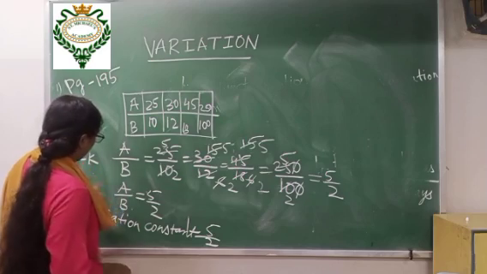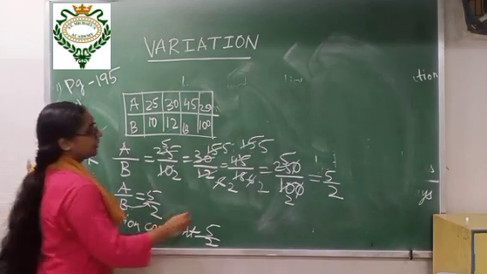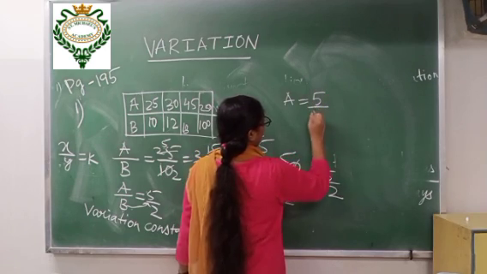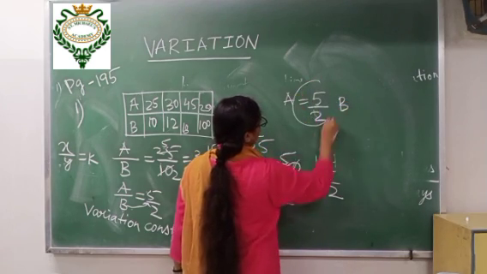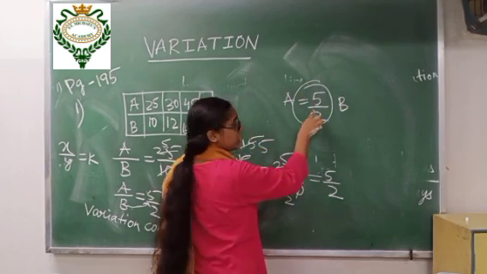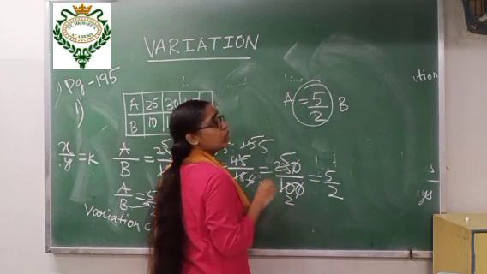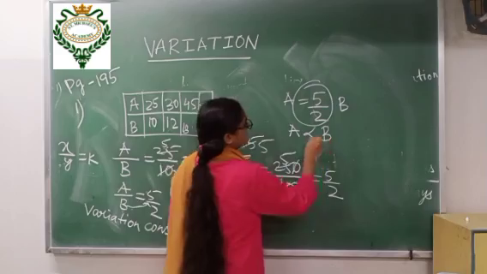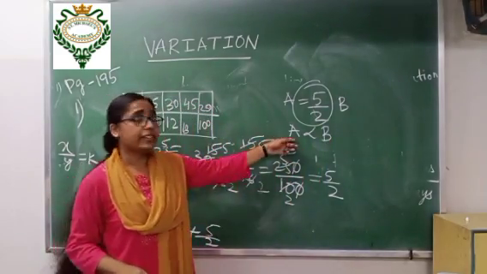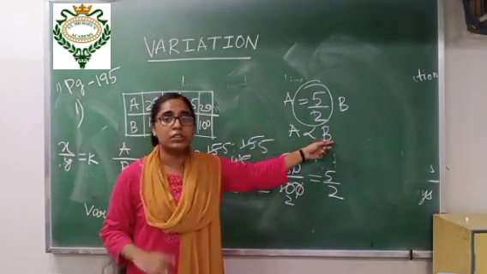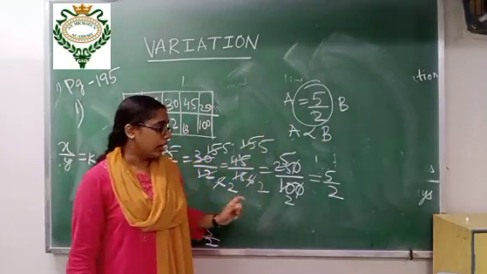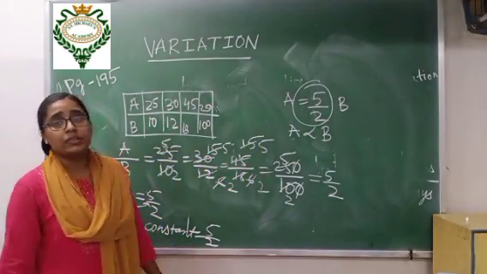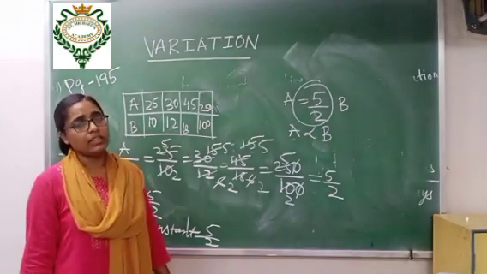Now what you will do? You will take this B this side. So it will become A equals 5/2 B. Now you will remove this equals-to-a-constant part. What will you put? The varies sign, means A varies with B. So which relation are we getting? Direct relation, means if A will increase, B will also increase. So you will write the variation constant value is 5/2 and there is a direct relation between A and B.